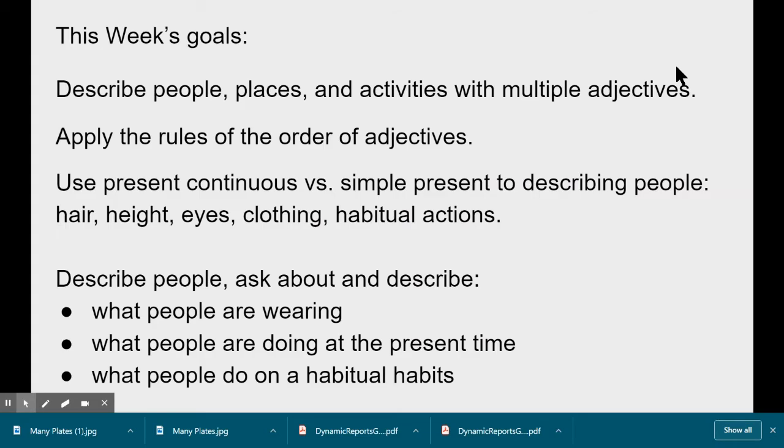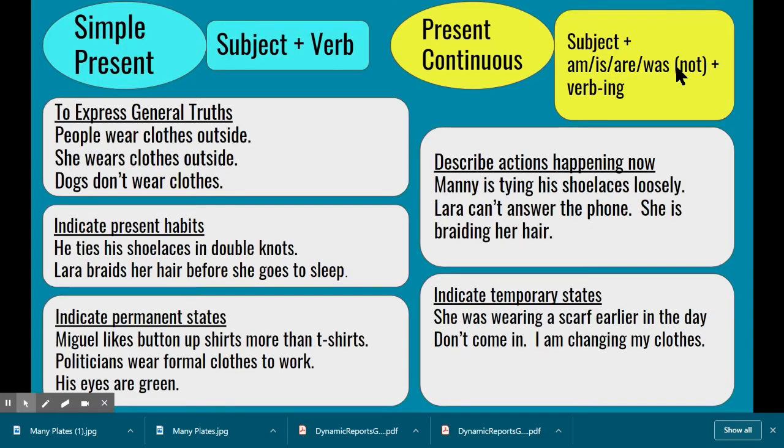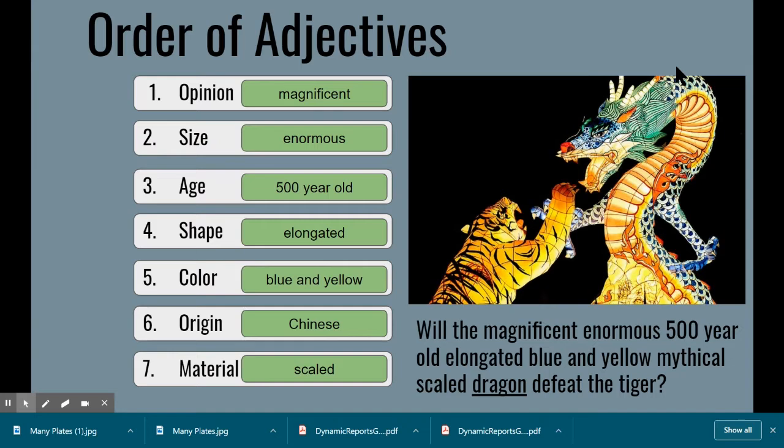This week's topic is personal information. We are going to talk about using adjectives to describe people, using those in the correct order. We're going to talk about clothing, habitual actions, eyes, height, all of those sort of things. And we're going to be using the present tense and the present continuous tense to discuss this. As usual, we won't read the slides to you. You can read those in the class.